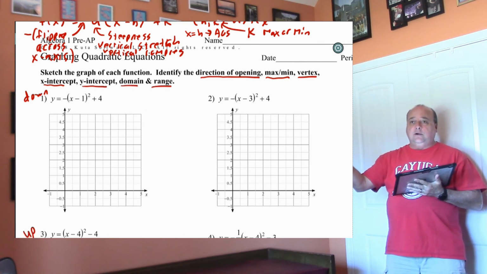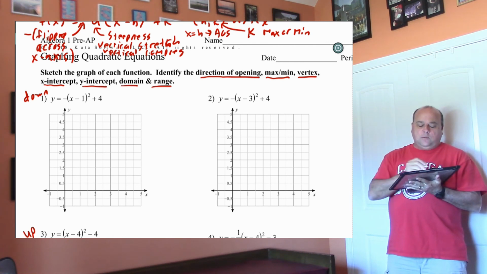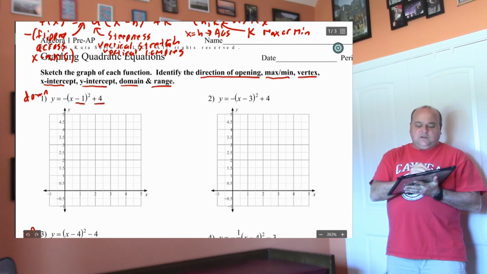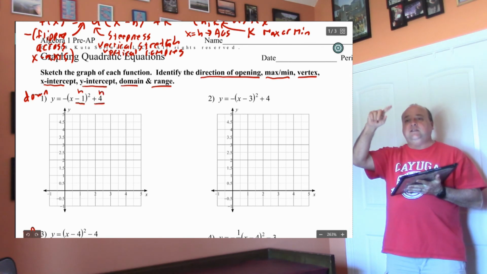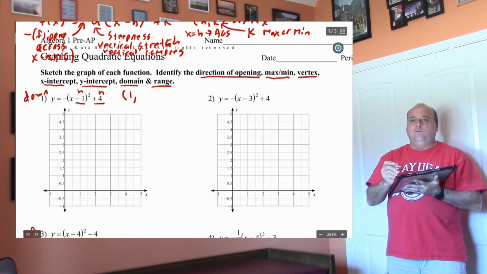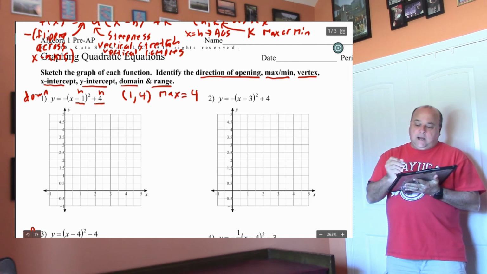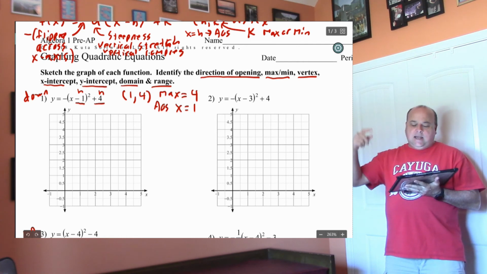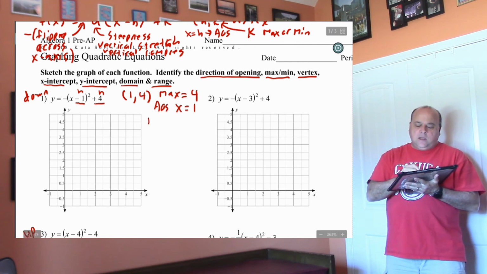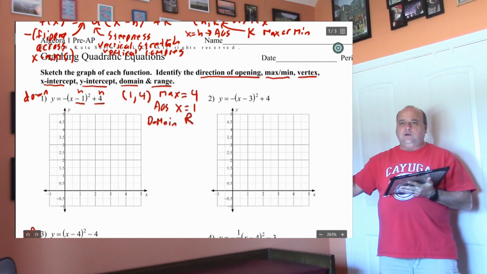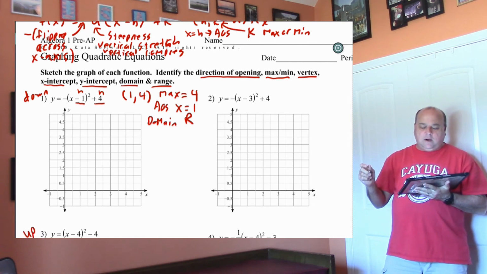This is a lot of stuff for each equation. You've got to have a calculator to do this. So let's go, number 1. This is my h, this is my k. So my vertex: the opposite of negative 1 is positive 1, and the 4 is my y. This opens down, so I'm going to have a max. The max is going to equal 4. The axis of symmetry is going to be x equals 1. Now the domain on these graphs will always be r, all real numbers. We'll get to the range after we graph.